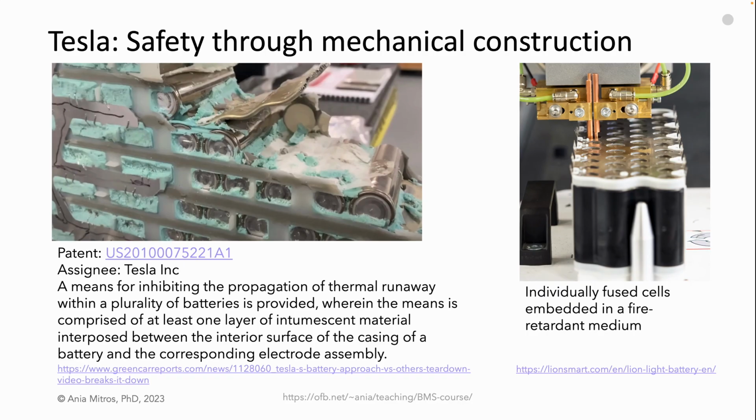Individually fused means that each cylindrical cell is connected by wire that acts as a fuse. So in case of an external overcurrent condition, that wire will open like a fuse, and that cell will disconnect itself from the rest of the battery. Embedded in a fire-retardant medium means that if one cell goes exothermic, hopefully that fire-retardant medium will keep that exothermic event from propagating to the neighboring cells.